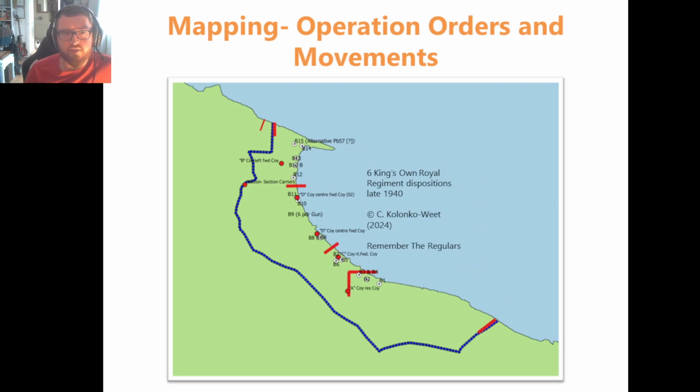So again, I mentioned these in the previous video. Operation orders are well worth mapping as well. So this is the disposition of a battalion, the King's Own Royal Regiment in Filey Bay. And doing something like this is really useful to show how a unit was deployed in the landscape, and you can create a really nice little case study by doing this.